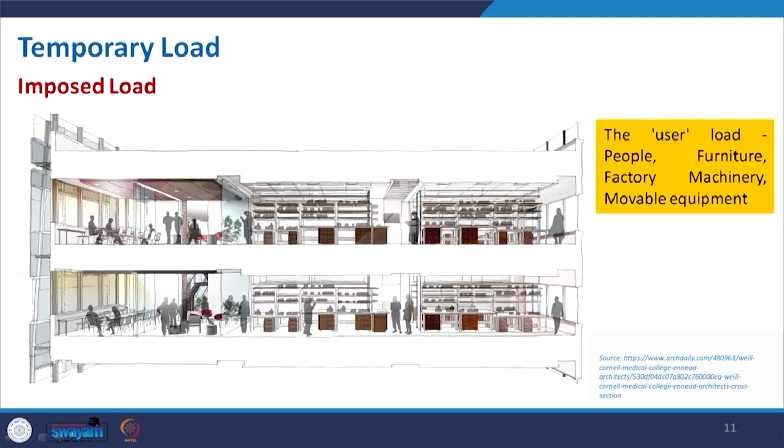So, here you can see this cross section. This is one schematic from a lab, where this is the sitting area and this is the lab area. So, including all this, even those lab equipment, furniture, everything will add to the imposed load, and they are, again, as we discussed, the live load.